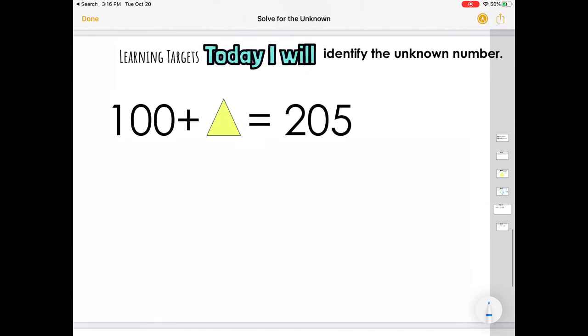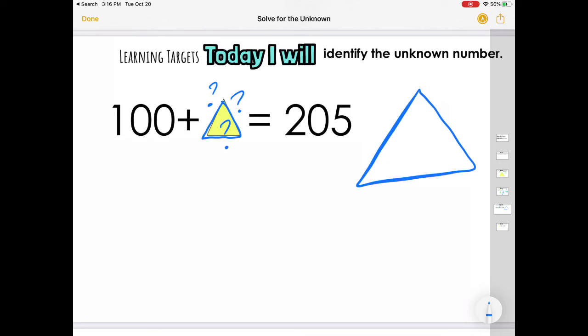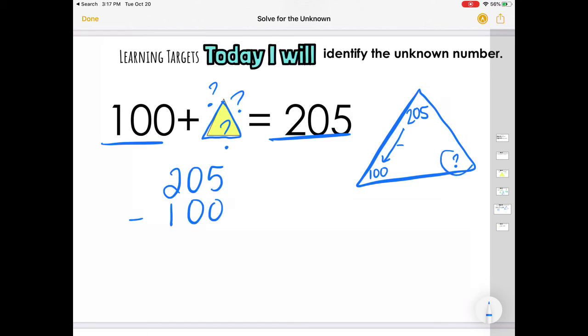If you look here, we have our triangle all ready for us. I'm just going to draw it a little bigger. So this is my unknown number. This is what I need to figure out. My total, 205. My known add-in is 100, and here is my question mark. I'm going to take 205 and subtract 100 to figure out what my unknown is.